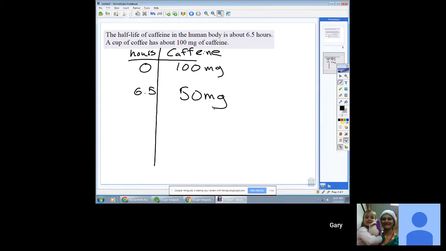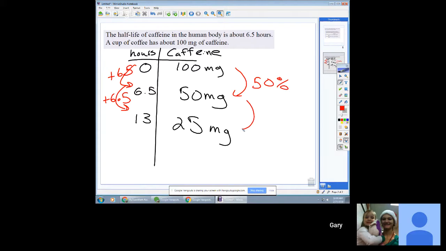Can we make another jump on the table, get another pair of points? Another half-life later will be what time? Well, we're going to have 25, but at what time? 13, yeah. 6 and 6 is 12, and a half and a half is another 1. So 13 hours from when we started, which is, again, a jump. Every 6.5 hours we are going to drop by 50%. So we're going to end up with half of what we had before. We can keep doing that over and over again.